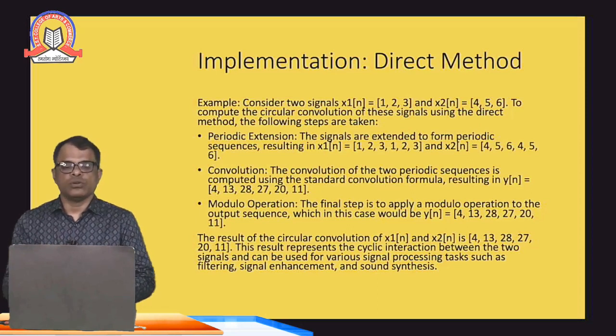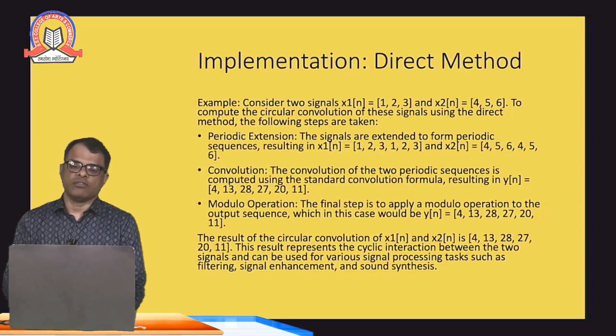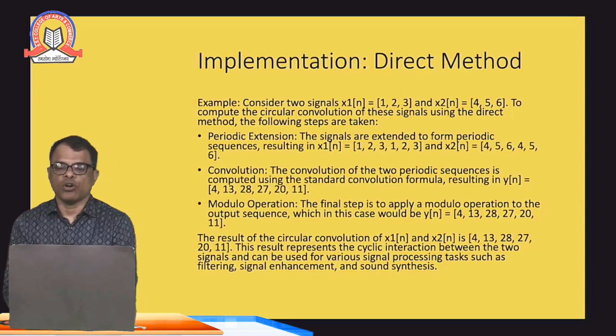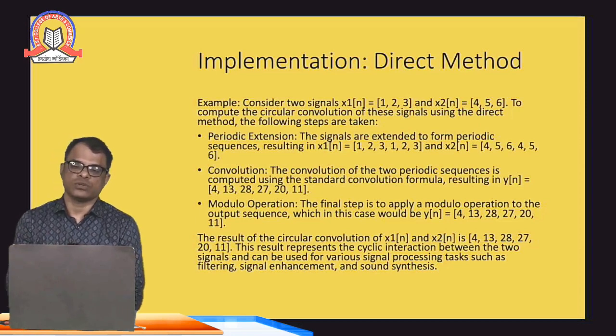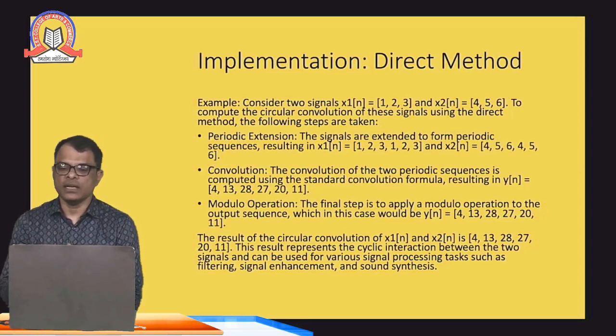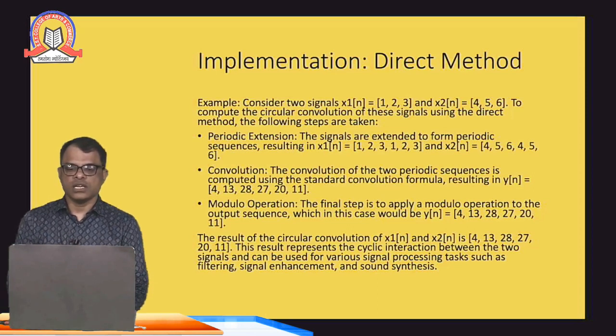After that we have to do the modulo operation. The final step is to apply a modulo operation to the output sequence, which is in this case y of n, 4, 13, 28, 27, 20 and 11. So sequence of 2 we are using, so that way we calculated and we get this new value. The result of the circular convolution of x1n and x2n is 4, 13, 28, 27, 20 and 11.